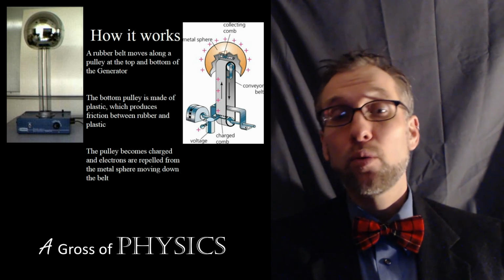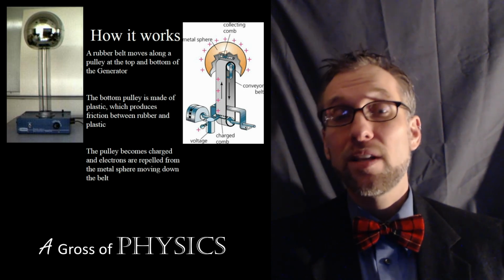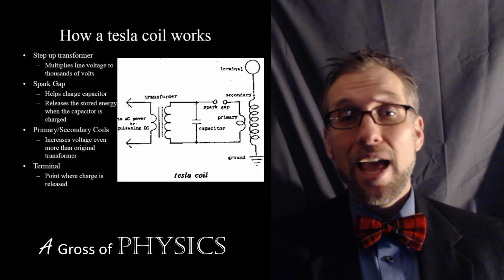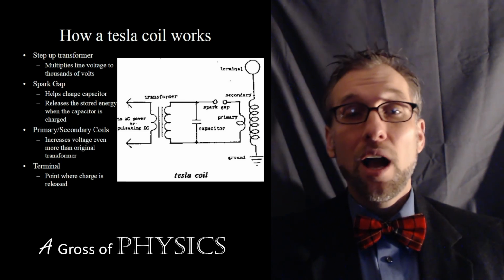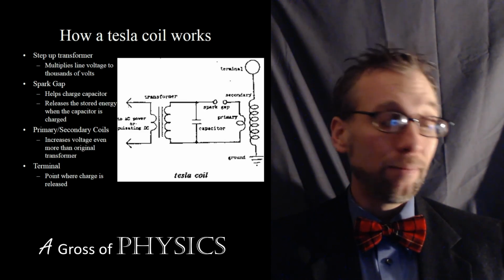The Tesla coil worked with a series of capacitors and transformers that stepped it up to a very high voltage and stored charge in the capacitor. That was released and was able to form sparks from the metal tip of the Tesla coil.